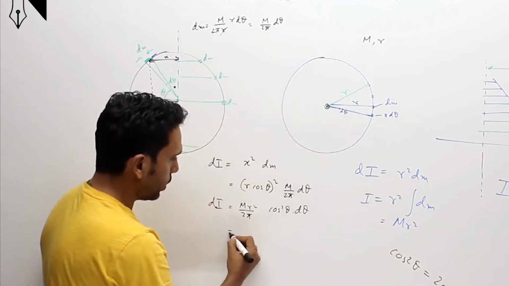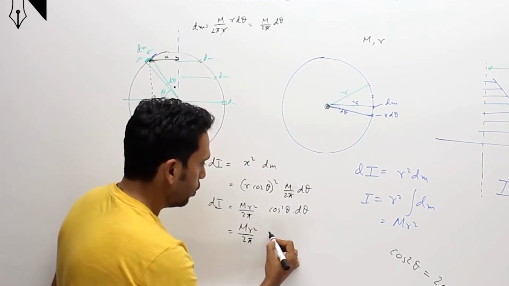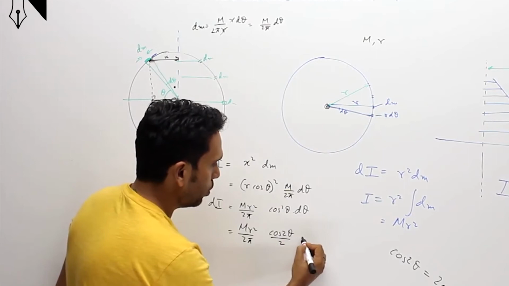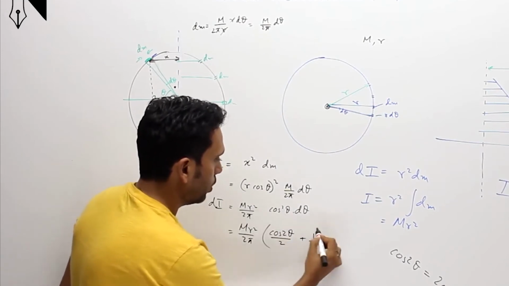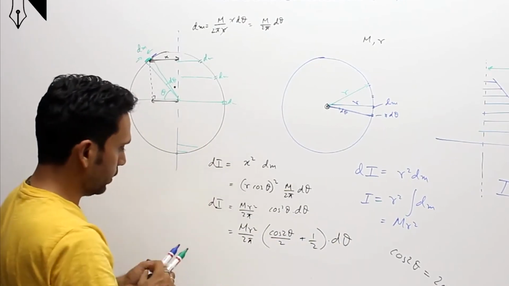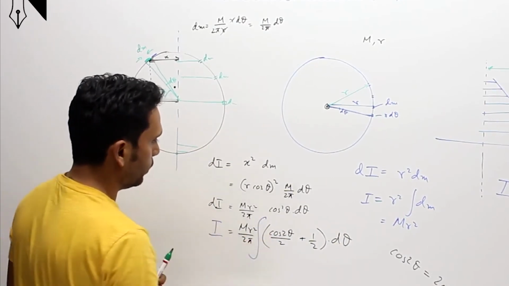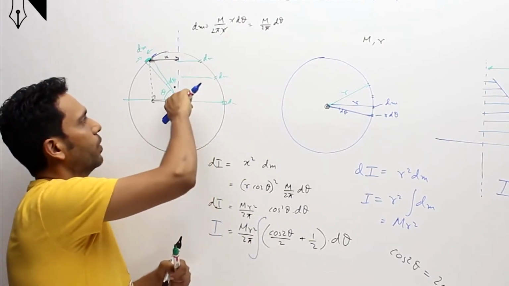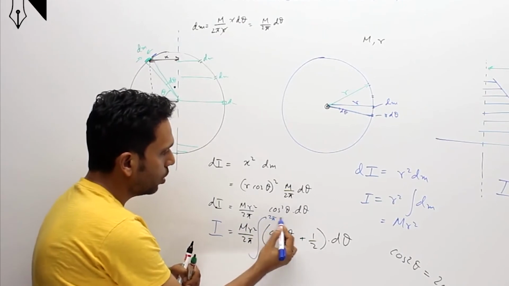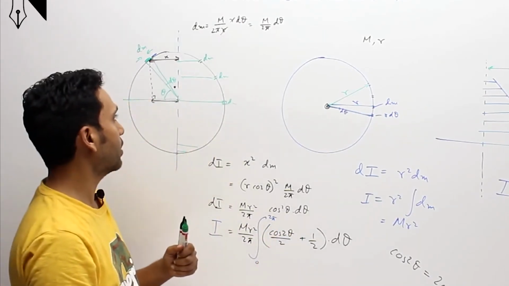So instead of cos square theta, we can write mr square by 2 pi times cos 2 theta divided by 2 plus 1 by 2, times d theta, and then we can go for the integration. So your I would be the integration of this. Theta goes from where to where? From 0, take a whole round, so 0 to 2 pi. You can do an integration like that and get your answer.